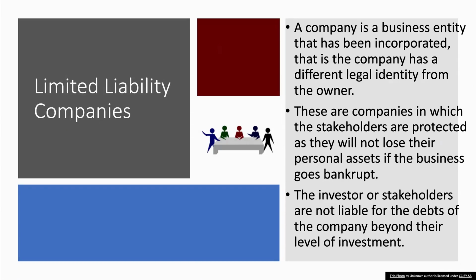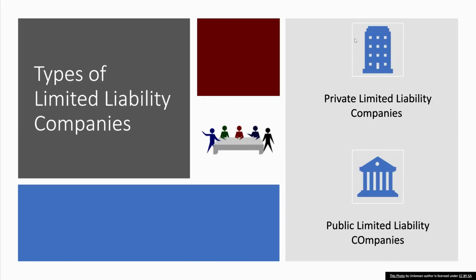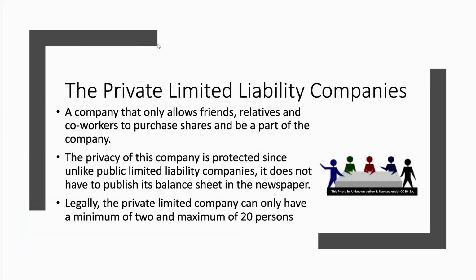There are two types of limited liability companies. The first one being a private limited liability company, or you can have a public limited liability company. Now, let us start by looking at the private limited liability company.